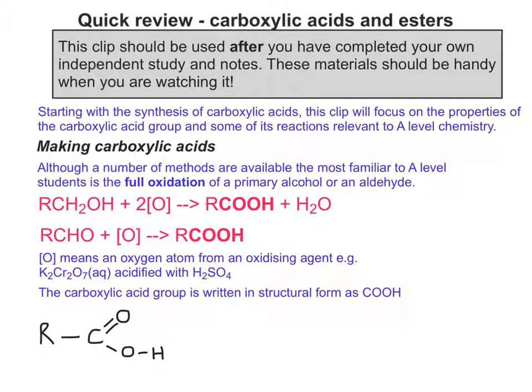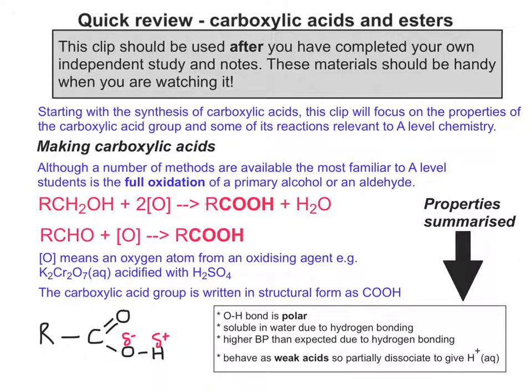So thinking about the properties of carboxylic acids, because the OH bond is polar, this makes it soluble in water due to hydrogen bonding, because all three of the criteria for hydrogen bonding are in place. Obviously, if you've got hydrogen bonding, as well as the background London forces, you'll have a higher boiling point because it has more energy requirement needed to overcome the hydrogen bonds. And they also behave as weak acids, so they partially dissociate to give H+ ions or protons in aqueous solution.